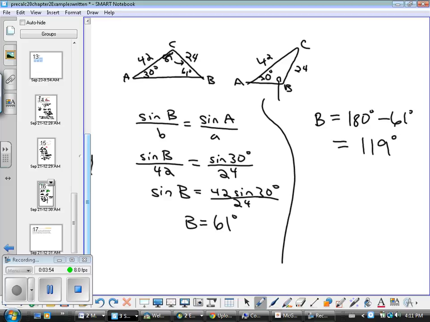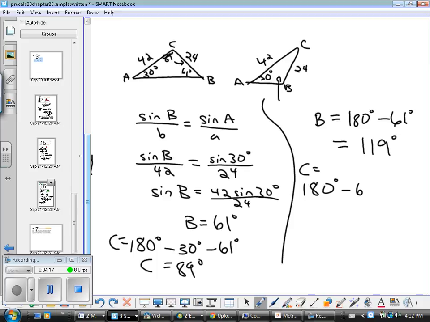When you take that angle B, 119, sorry, I should have shown you my work here: 180 minus 30 minus 61 equals 89. And then over here, when B is 119, our angle C is going to equal 180 minus 30 minus 119, which is different. That's going to be a 31 degree angle. So two very different triangles.